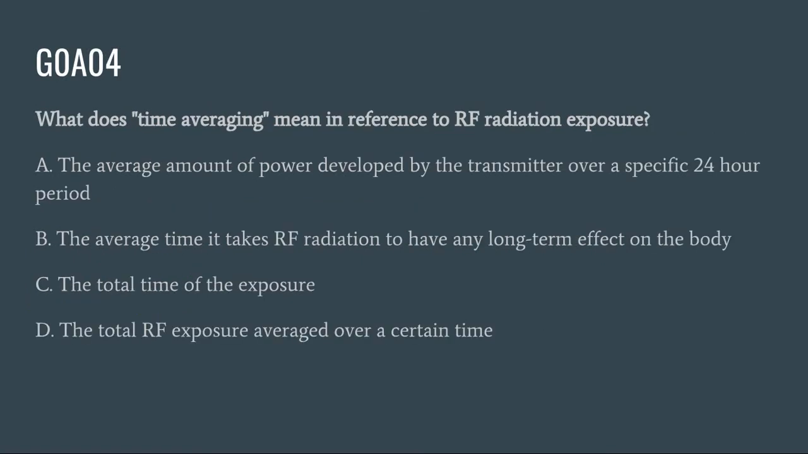G0A04, what does time averaging mean in reference to RF radiation exposure? A, the average amount of power developed by a transmitter over a specified 24-hour period. B, the average time it takes RF radiation to have any long-term effect on the body. C, the total time of the exposure. Or D, the total RF exposure averaged over a certain time. Correct answer is D, the total RF exposure averaged over a certain time.